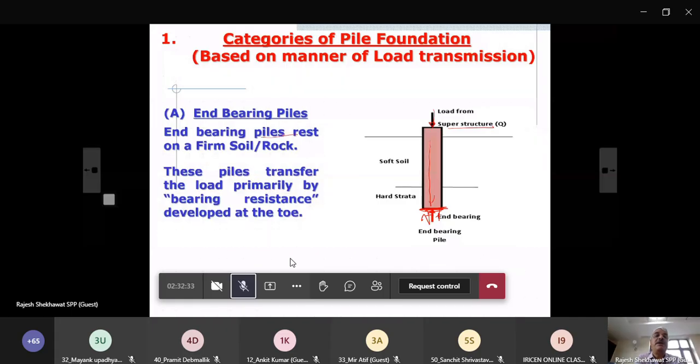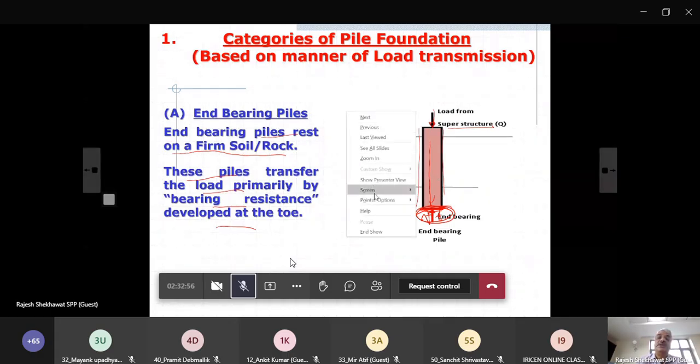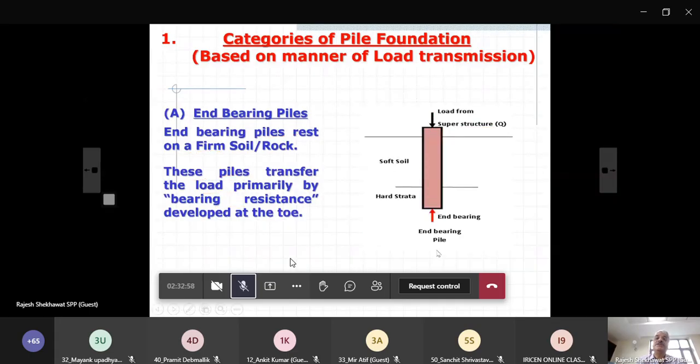So these types of piles always have to rest on a firm soil or rock, mostly in the rock and sometimes firm soil also, when you get the required end bearing resistance. They primarily transfer the load by bearing resistance developed at the toe of the pile, and the friction along the shaft of the pile is not taken into account or is not mobilized. So this is the first type of piles.